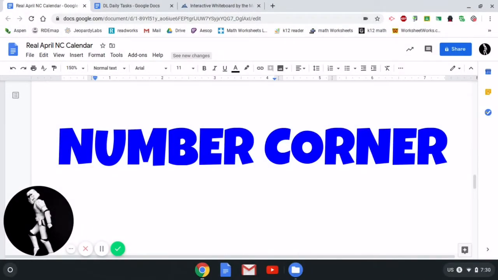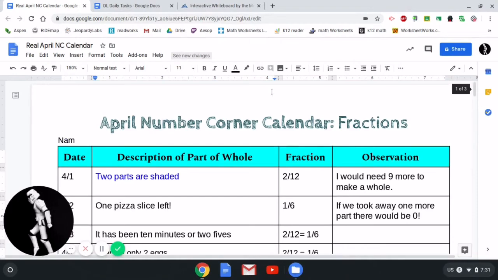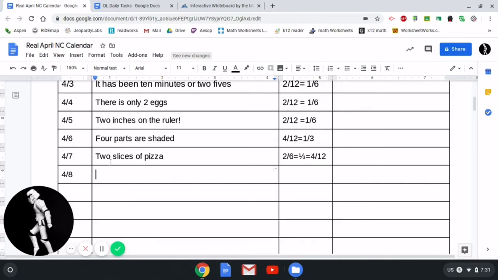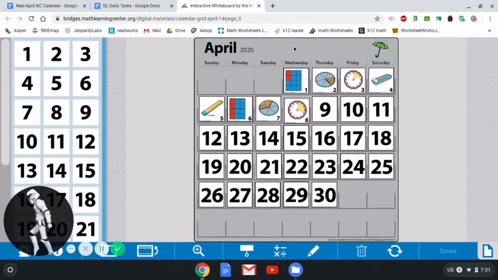Hey everybody, it's time for your next installment of Number Corner on today, Wednesday, April 8th. You are going to need this document. It looks like April Number Corner calendar fractions. We are going to update today, the 8th of April. Looking at our calendar, Wednesday, the 8th.